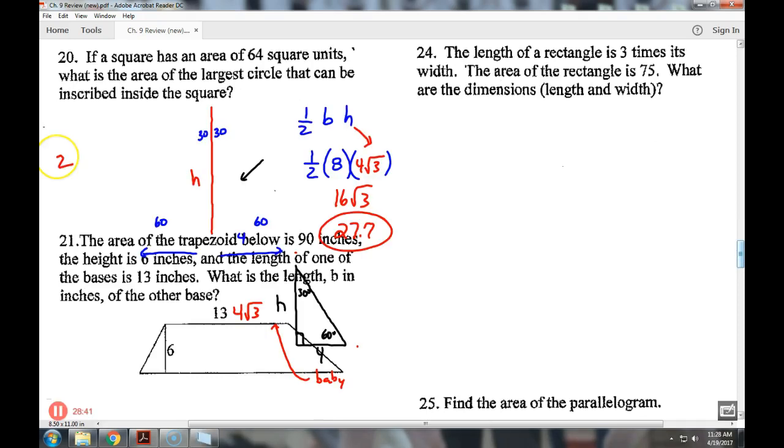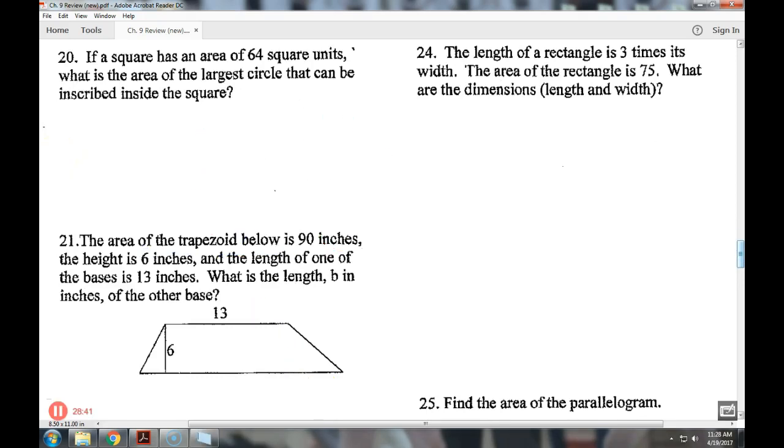Oh, the length of a rectangle is 3 times its width. So again, draw the doggone rectangle. And the length is 3 times the width, and the area is 75. Now, you could just try the guess and check method if you want. Okay, you could just guess, or you could use algebra.